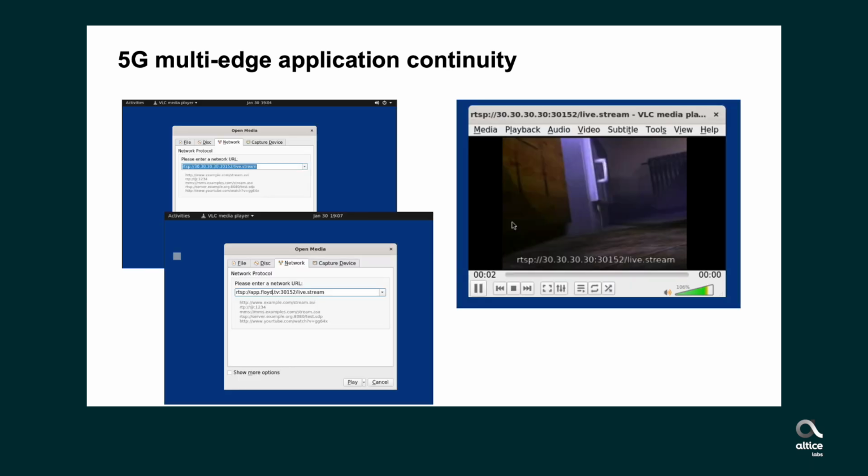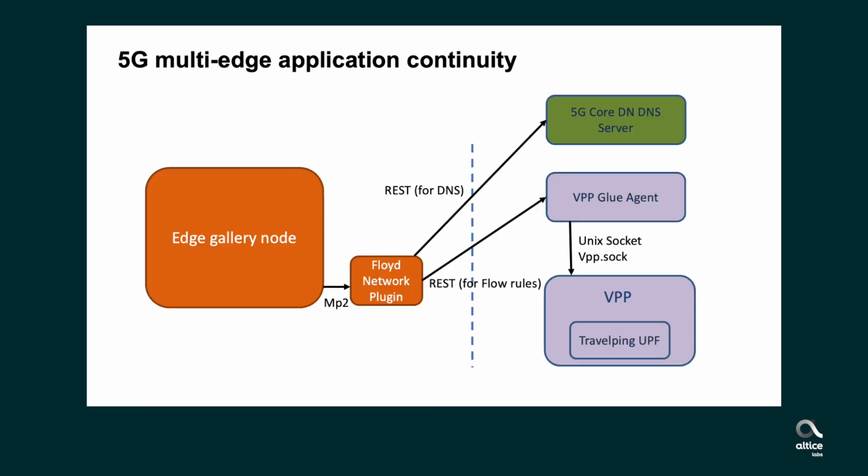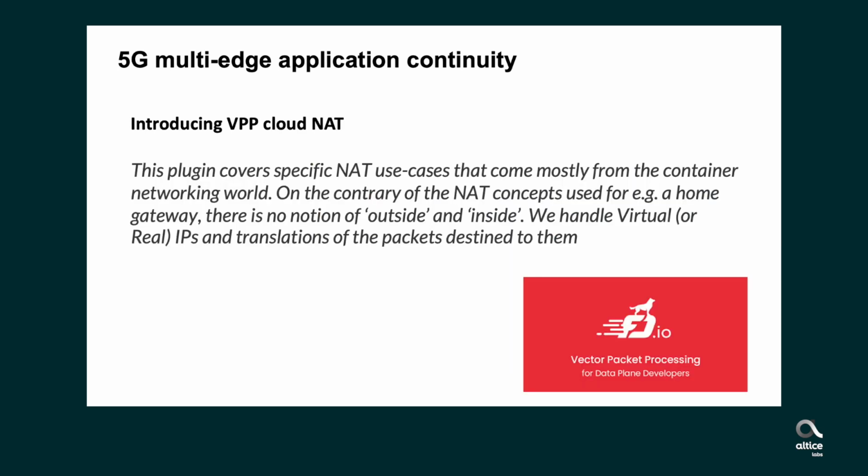The objective is that the application access is transparent to the user in the vehicle, independently of its location, by using the same URL. To enable seamless communication between the MEC environment and the network, we implement a network plugin, following the Edge Gallery plugin approach for the MP2 interface. We use a UPF plugin named VPP CloudNet. Basically, this allows DNAT, SNAT for cloud scenarios where virtual IP addresses are mapped to real ones.